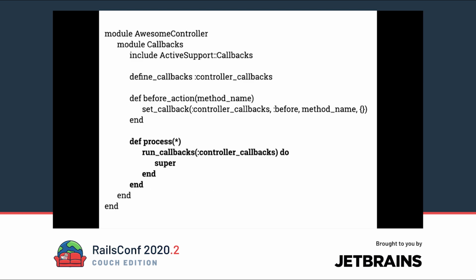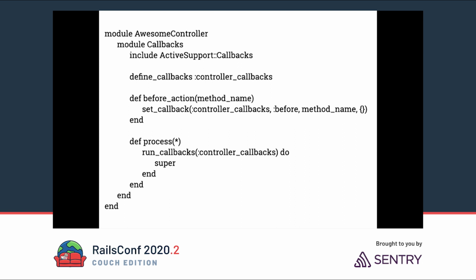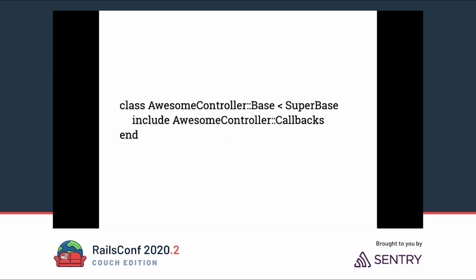Then in our module, we can define a process method, which will run the callbacks and super onto the next thing. This will work because when process is called in our AwesomeController base, it will first go to the process methods defined in the modules included in the class. That will hit our callbacks process method, which starts running callbacks, then supers to the next definition of process, which is the definition in our base class. In the end, this is what the code looks like for our callbacks module, which we can include in our AwesomeController base class, and this gives us a working definition of callbacks in base.